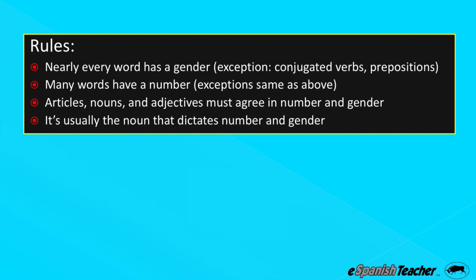Okay, so yes, nouns, articles, and adjectives have to agree, but if you're looking for one of them to indicate what the number and gender is so that you can use that throughout your sentence, it's the noun where you should look to get that signal. Okay, so we'll look at some examples right now.